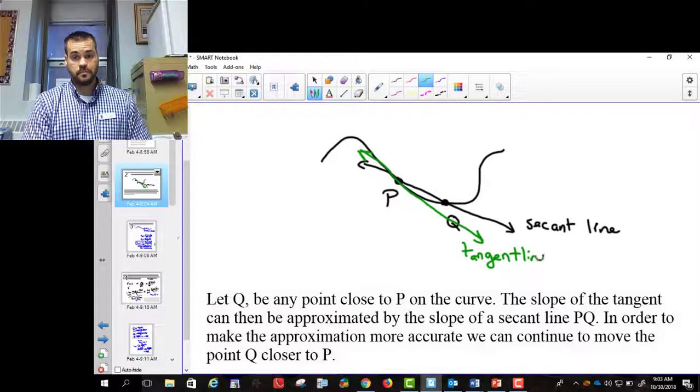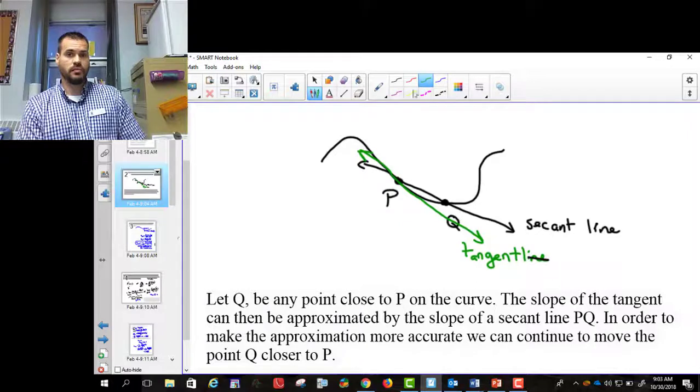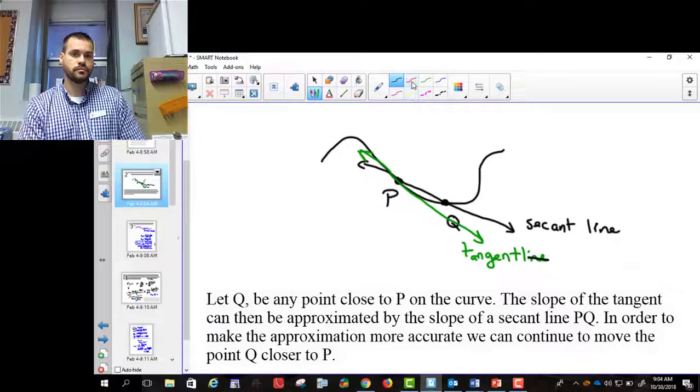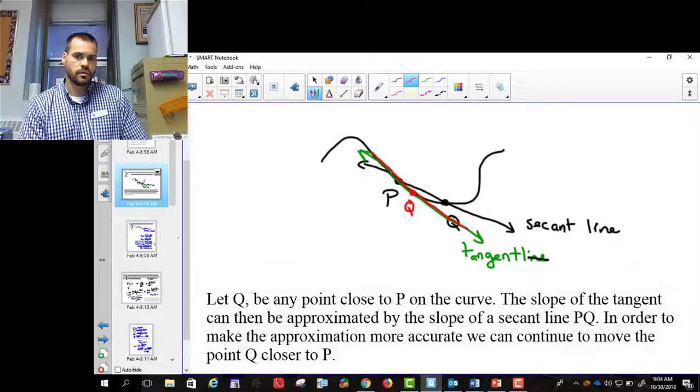Now, if I move Q closer to P, so let's say I move Q here, I'm going to move Q up there. If Q is close to P, then if I draw a line through those 2 points, it becomes a much better approximation of the tangent line.